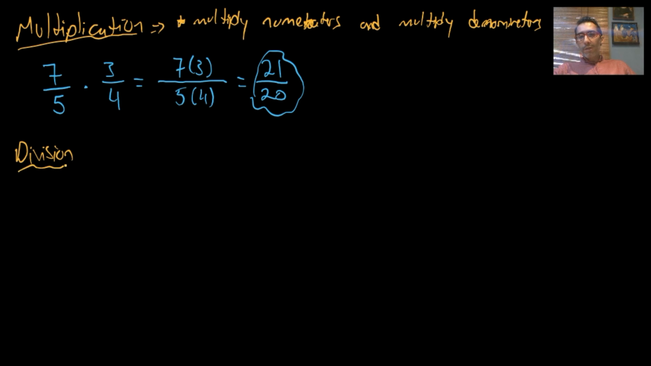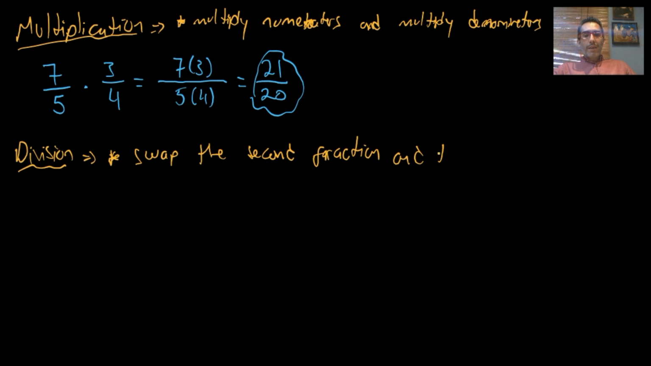The last basic operation will be division. So let's remember how you divide fractions, step by step. The important aspect here, okay? I want you to swap the second fraction and then multiply. Swap the second fraction and then multiply. So let's check the example and let's see how it goes.